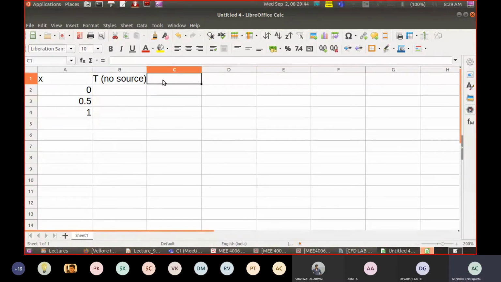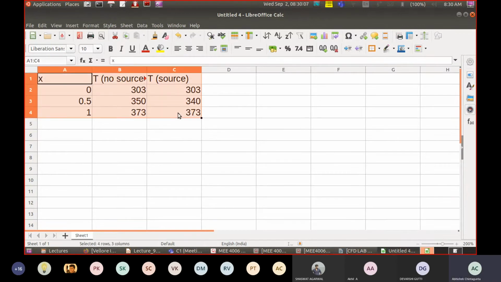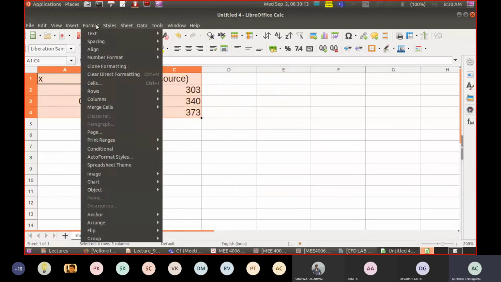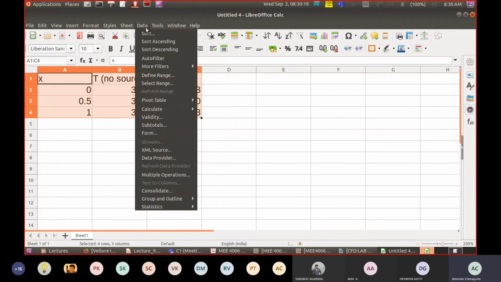Say I have 303 here, 350 here, and 373 here, and with heat source something. With heat source, you copy and paste all your columns, and you say this is 303, this is 340, and this is 373. Then you select these two and create a chart. Line plots, I think you guys know all the advanced formatting techniques. You can also use Python, Pandas, or the Plotly library, all this fancy stuff if you want to. For simply a line plot with points, that's it.